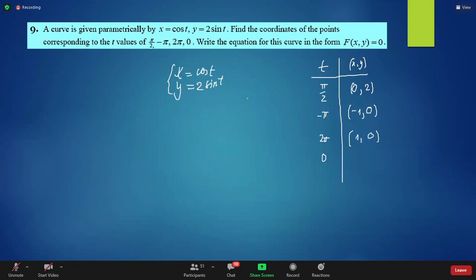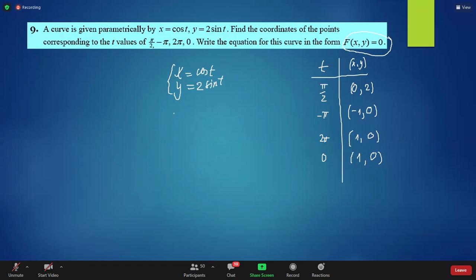Now, how do we write the equation of this curve in terms of x and y only? Yes, I think we could use the trigonometric identity. Yes, that would be a good idea. Which is sine squared theta plus cosine squared theta equal to 1, and yes, that's the thing. Because otherwise we would need to express t using arc cosine of x. That's not pleasant, really. That's really unpleasant.